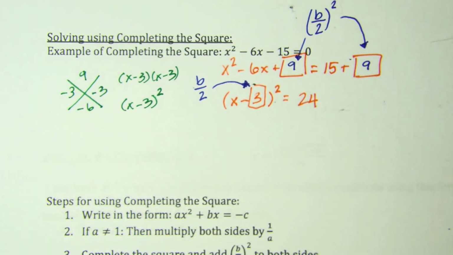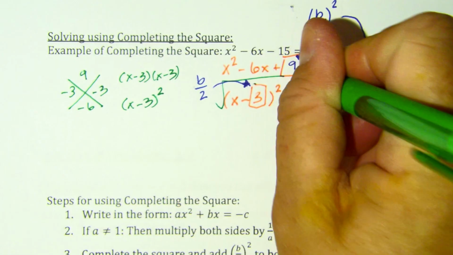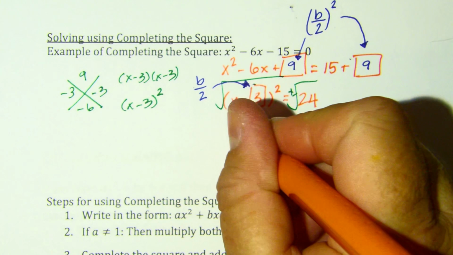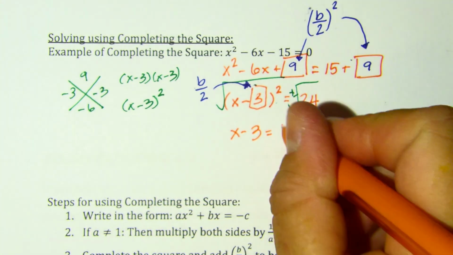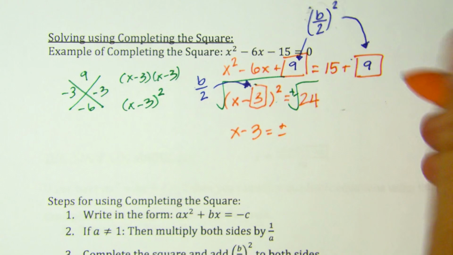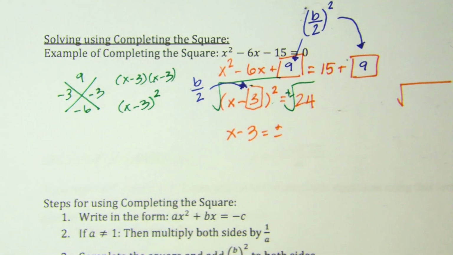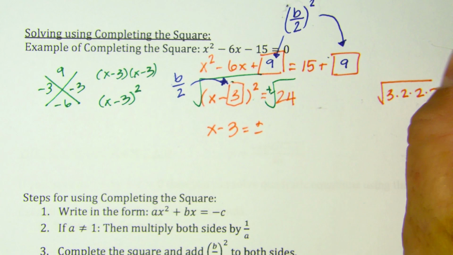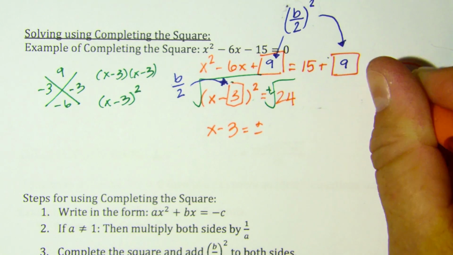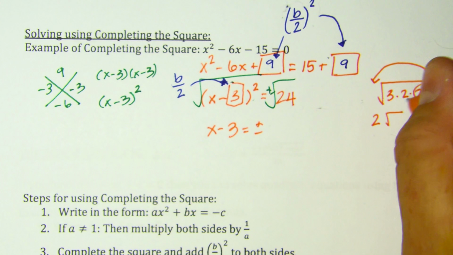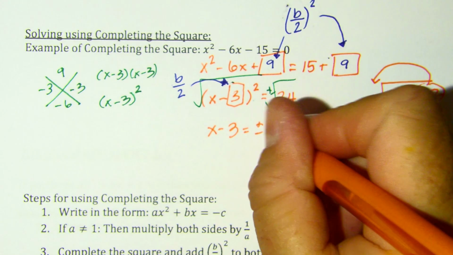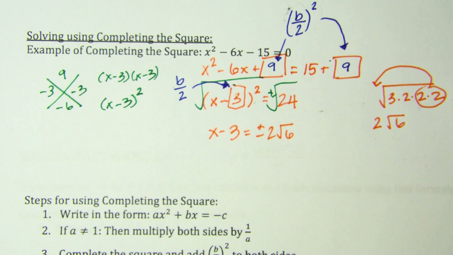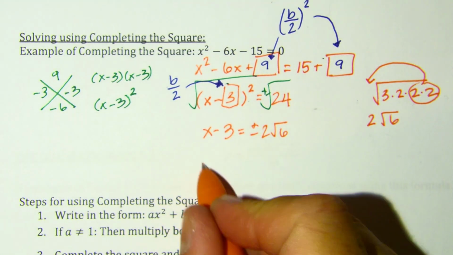So at this point, we're ready to go ahead and square root both sides, put our plus or minus sign in front there, and we have x minus 3 is equal to plus or minus the square root of 24. Well, 24 is 3 times 2 times 2 times 2. I can pull out 1, 2, and I'm left with 6 inside. So plus or minus 2 square root 6. And from there, the last step to getting x by itself would be to add 3.